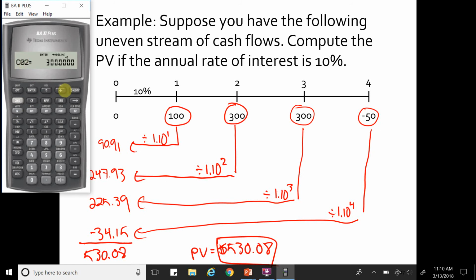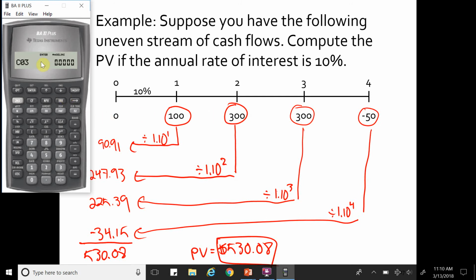Now we have two options here. This $300 cash flow happens 2 consecutive years. So what we could do is tell our financial calculator F02 is 2 and hit enter. And effectively what we've done is told our calculator that we have a $300 cash flow that occurs in 2 consecutive years. And so that's going to incorporate the cash flow at time 2 and the cash flow at time 3.